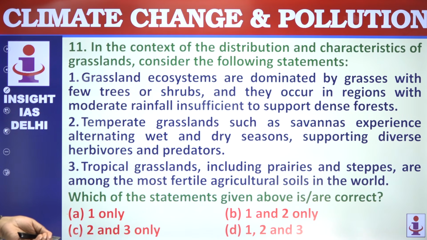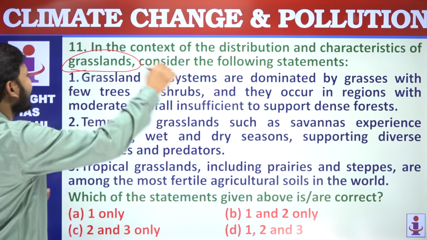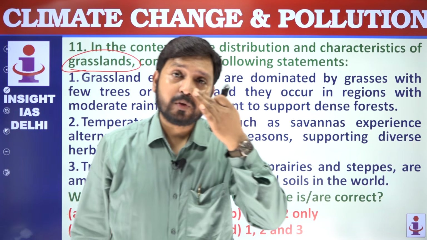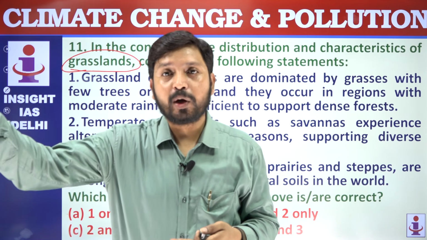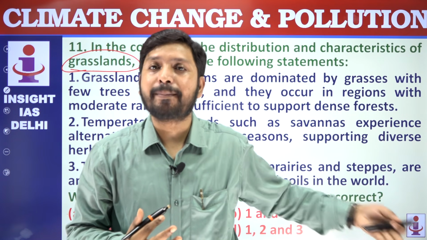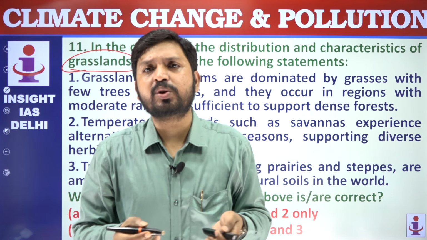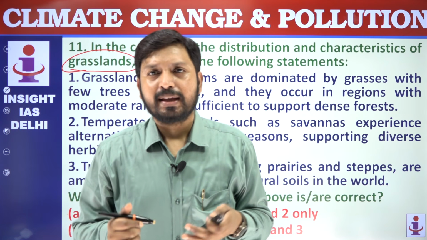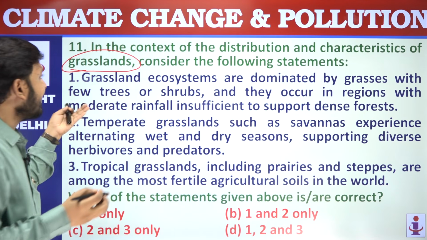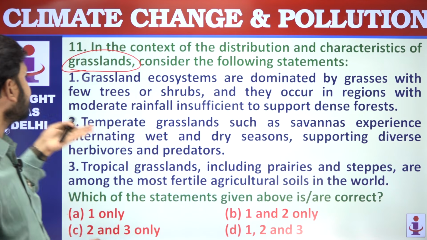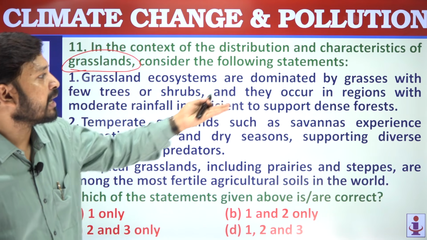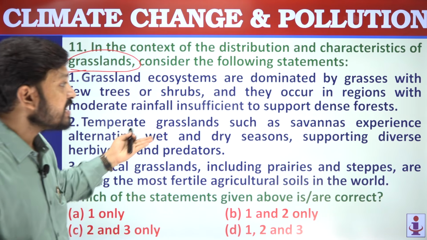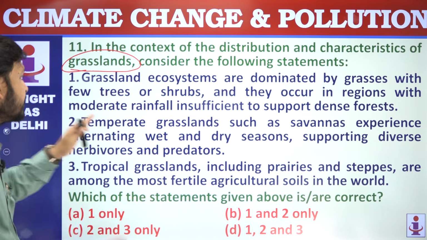In the context of the distribution and characteristics of grasslands, consider the following statement. They're asking something about grasslands. The basic idea is that in grasslands the rainfall is not too high to grow a big forest, nor too little to become a desert. It is in between, so it can support mostly grasses, and here and there some trees or shrubs. Based on that, let's see. Grassland ecosystems are dominated by grasses with few trees or shrubs, and they occur in regions with moderate rainfall insufficient to support dense forests. This is what we have discussed, right?